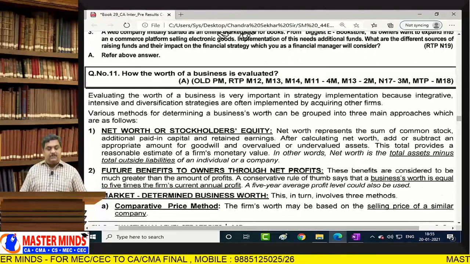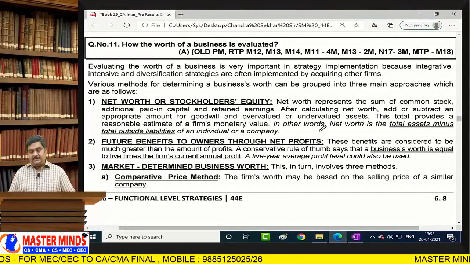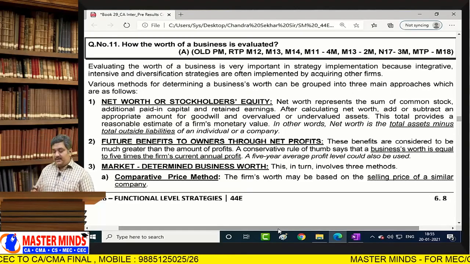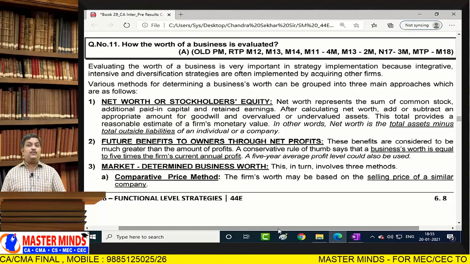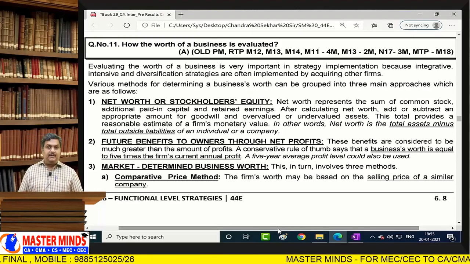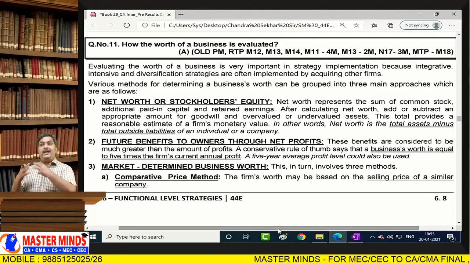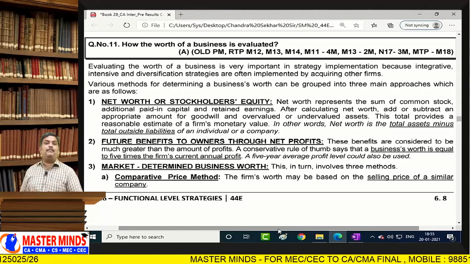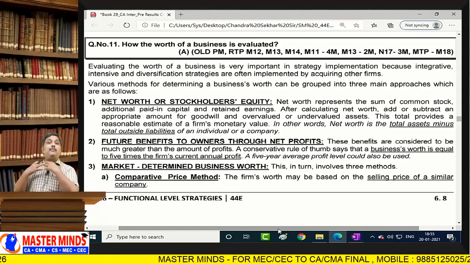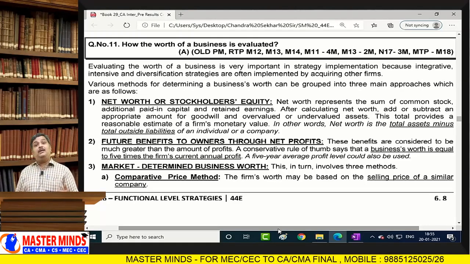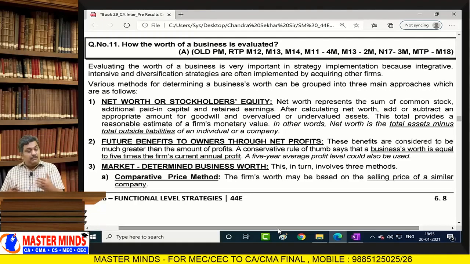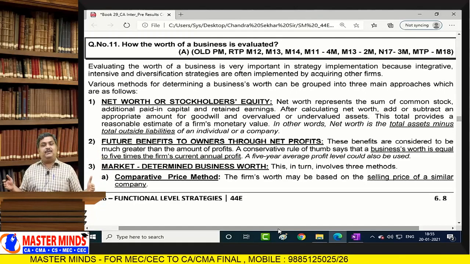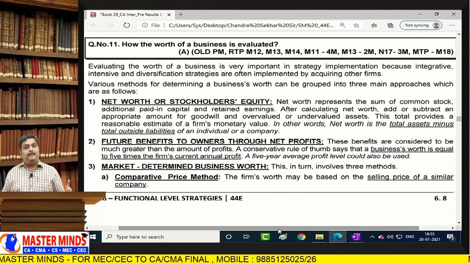Now the next one: how the worth of a business is evaluated. We already discussed that evaluating the net worth of a business is very important because whenever you are acquiring a particular company, you want to know the actual worth of that company, how much price we need to pay to acquire it. Or whenever you are merging with another company, you need to know the actual worth of these two merging companies. That is very important.